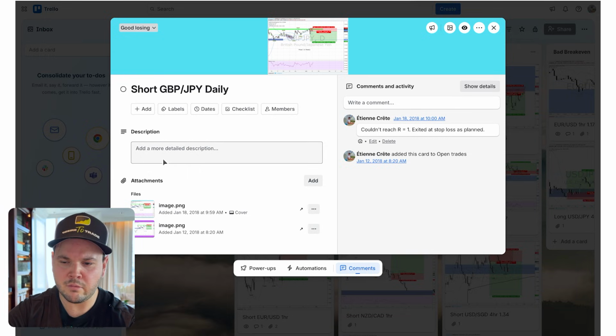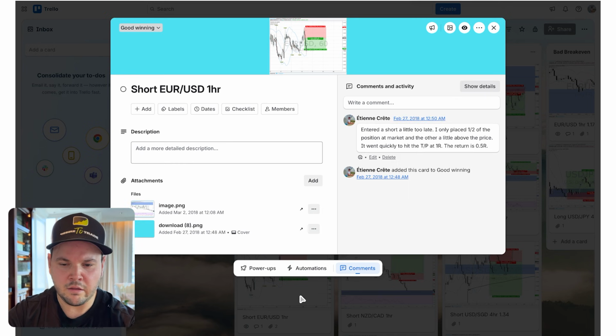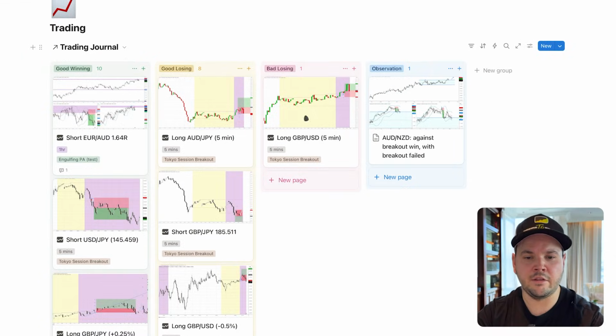I sometimes put a description. Here you go, couldn't reach R1. Is it a stop loss as planned? All good. And here we go. And another one over here, and I have some comments, but you're very stuck to what Trello has, as opposed to if you do this in Notion, then you get a lot more flexibility.